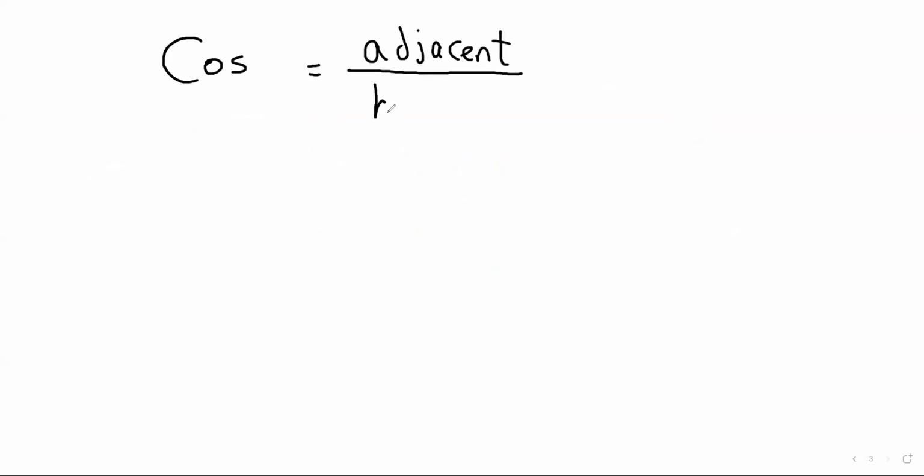Now let's go to another ratio in the right angle triangle, called cosine. Cosine is a ratio between the adjacent and the hypotenuse. So what is the cosine? Cosine simply is a ratio between what? Between the adjacent and the hypotenuse.